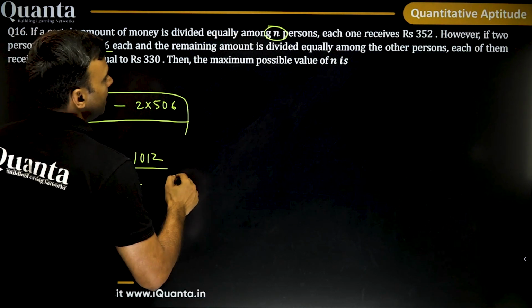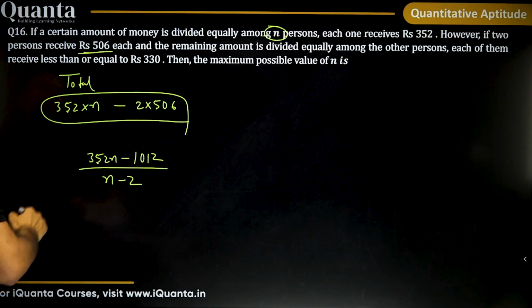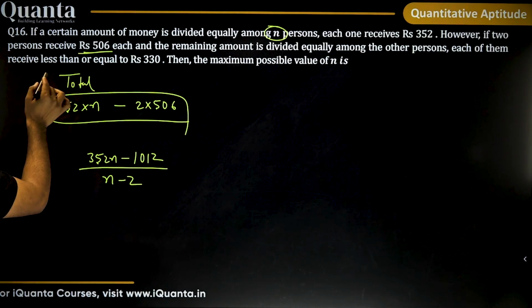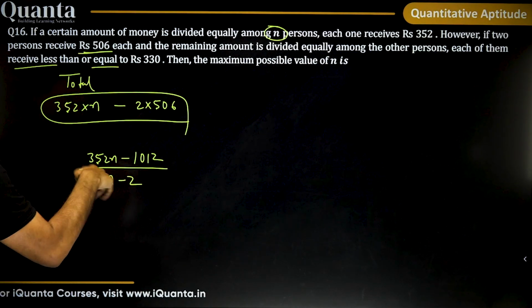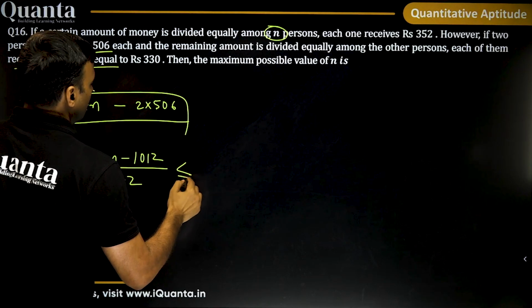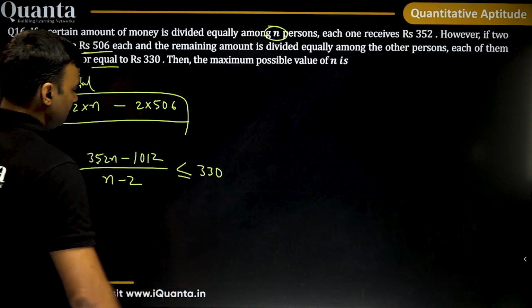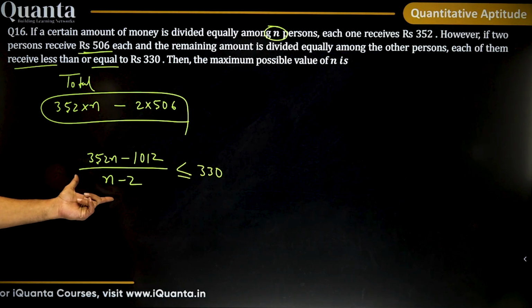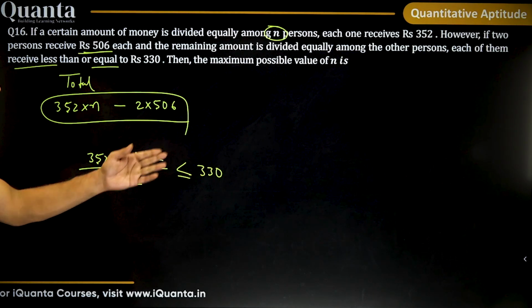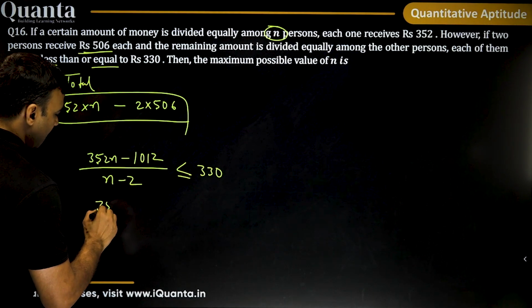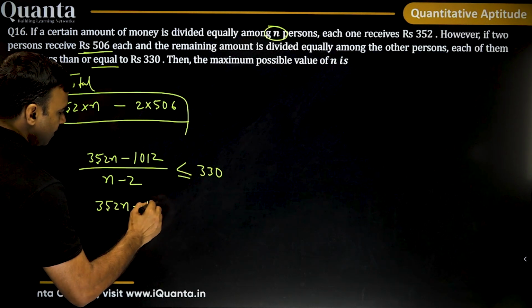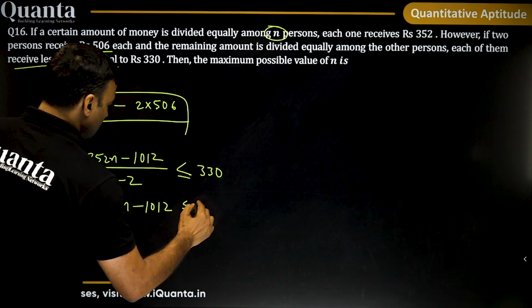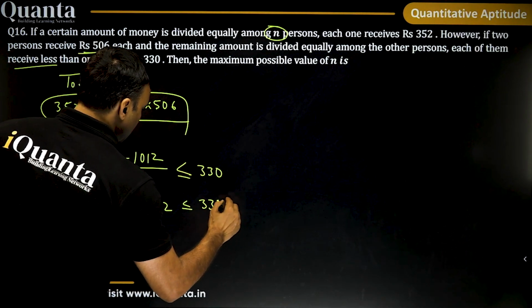This should be the average of the remaining people, okay? Each of them receives less, so this average should be less than or equal to 330. That's exactly the question. So n minus 2, n will be the number of people, so it has to be more than 2, it will be positive, so cross multiply. So it will become 352n minus 1012 is less than or equal to 330n minus 660.